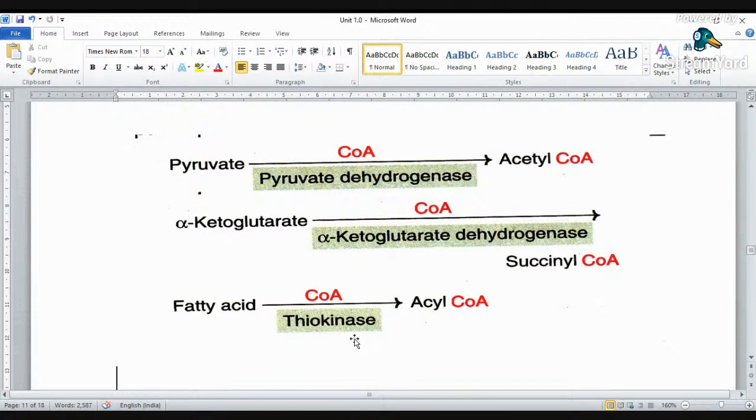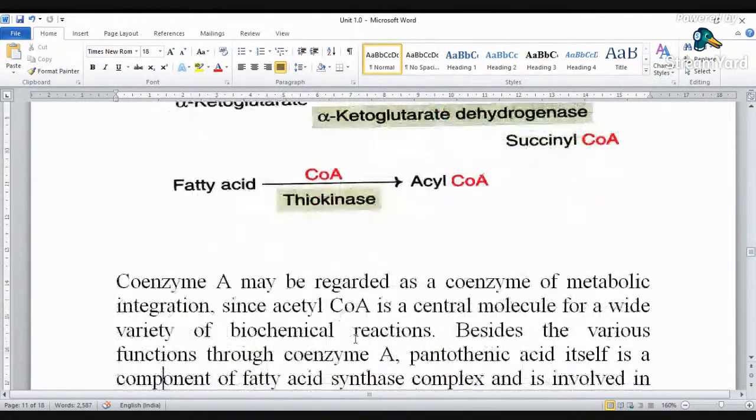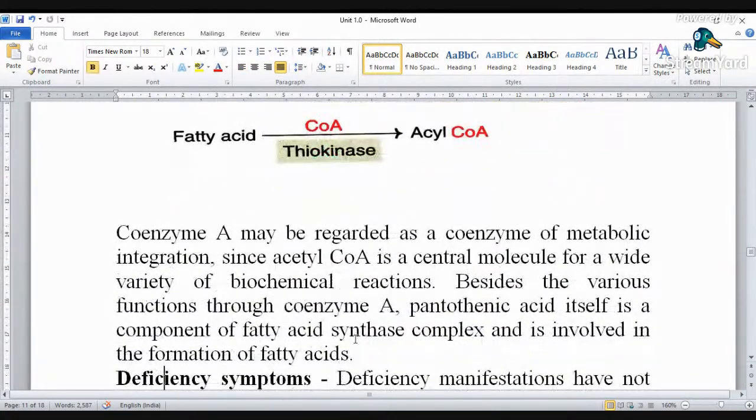That is, CoA is required for acylation or acetylation reactions. Pyruvate to acetyl CoA, alpha ketoglutarate to succinyl CoA, and fatty acids to fatty acyl CoA. Coenzyme A may be regarded as a coenzyme of metabolic integration.